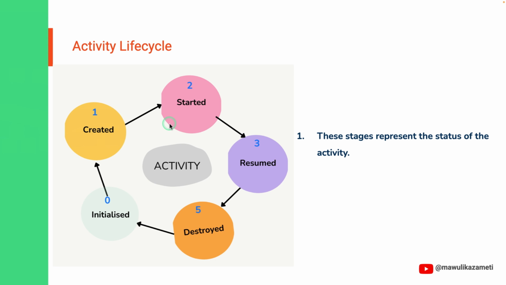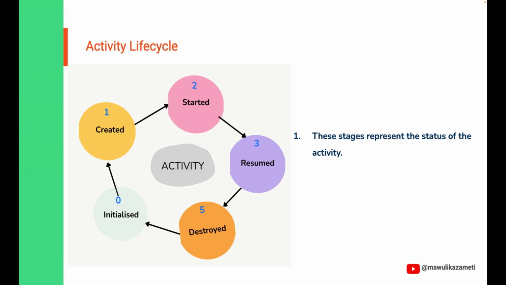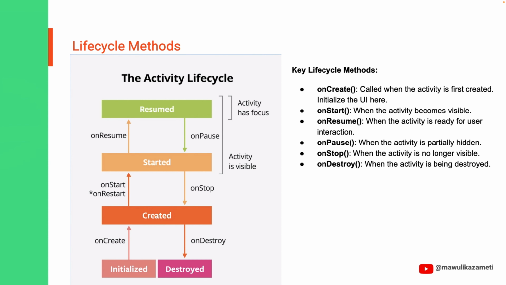This diagram shows all the activity life cycle states. This state represents the status of the activity. Note that unlike the mosquito life cycle, an activity can go back and forth between states throughout the life cycle instead of only moving in a single direction. Android provides lifecycle methods that correspond to these stages, allowing you to manage what happens at each point.